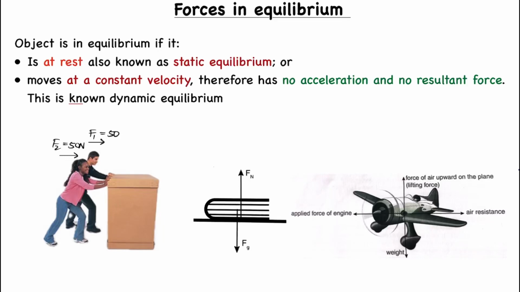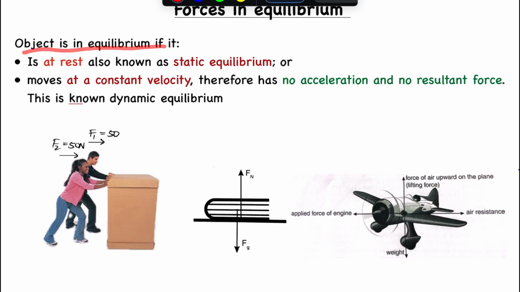Good day, folks. Let's look at the forces at equilibrium. Now, it's very important to understand what equilibrium means. An object is in equilibrium if it's at rest, which means it's not moving. We call that a static equilibrium. The word static means not moving as well.